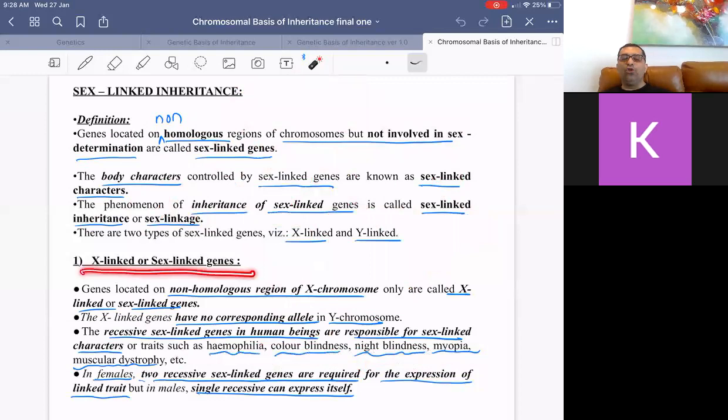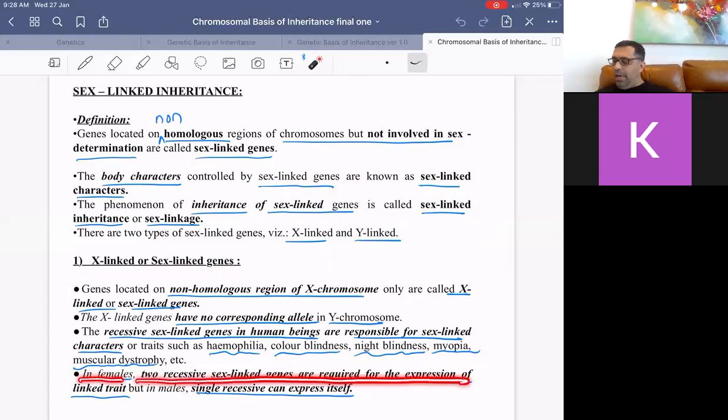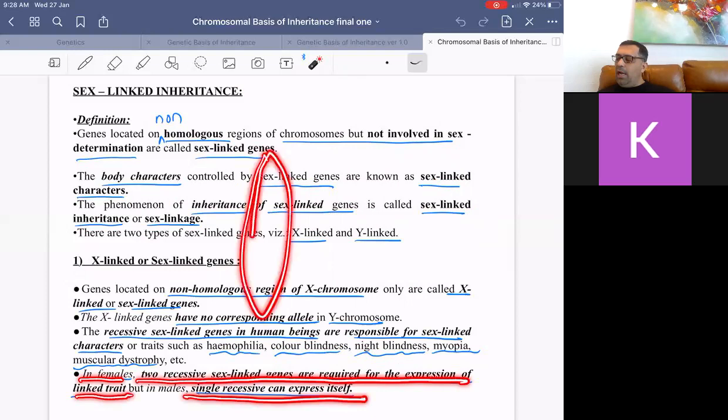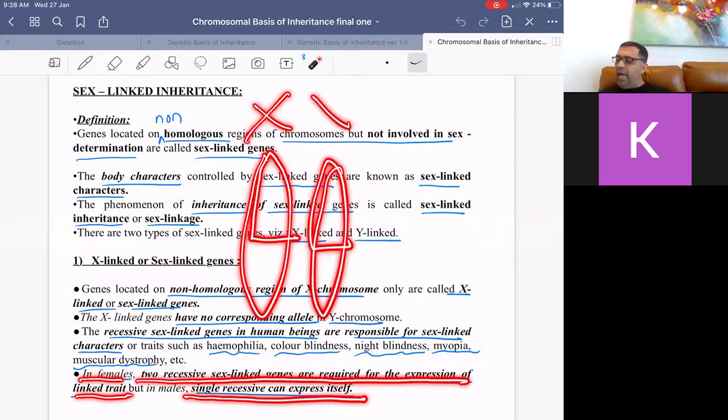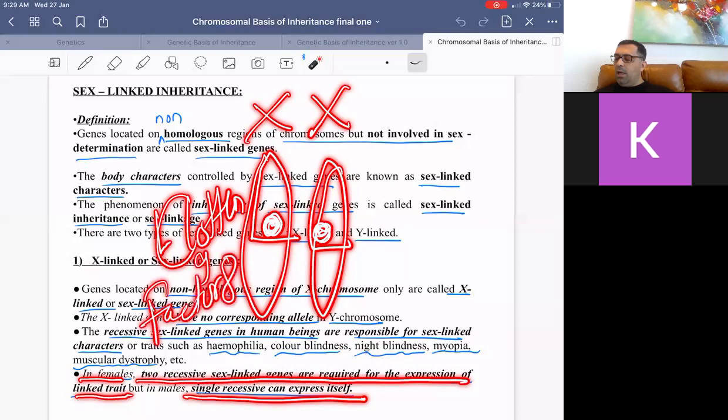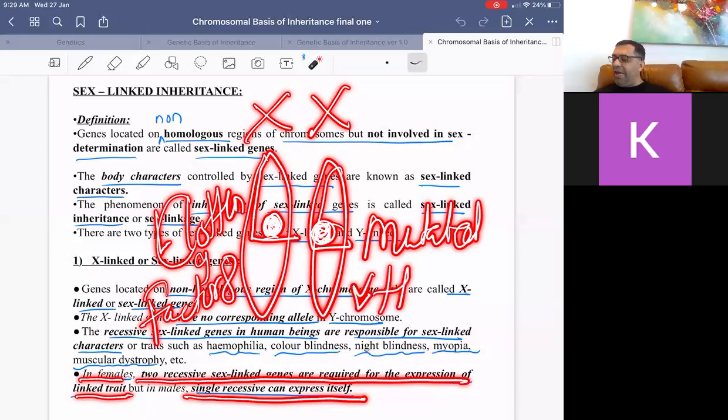Now, check this carefully. In females, two recessive sex-linked genes are required for expression of a linked trait, but in males, a single gene can express. In a female, on both X chromosomes you should have the mutated gene for, say, clotting factor 8. For clotting factor 8, both genes must be mutated. Only when both X chromosomes have the mutated gene will clotting factor 8 not be made, and you will have hemophilia. Both genes have to be mutated.